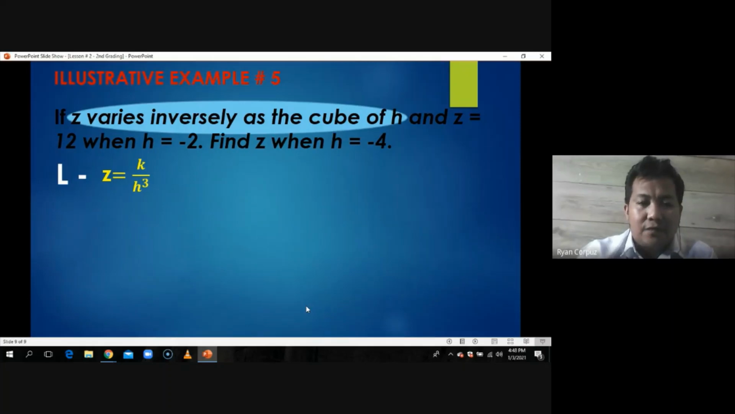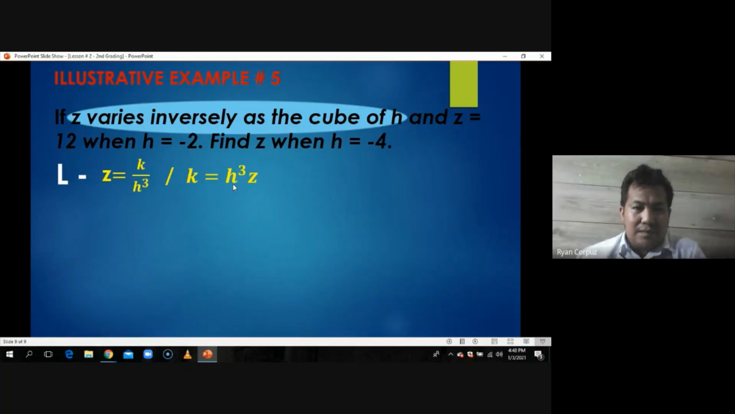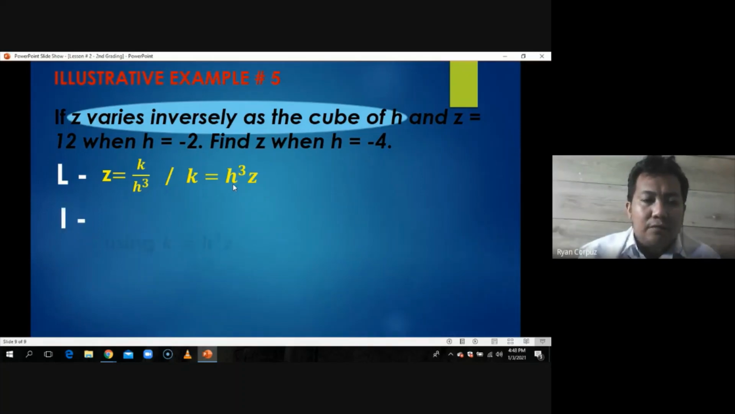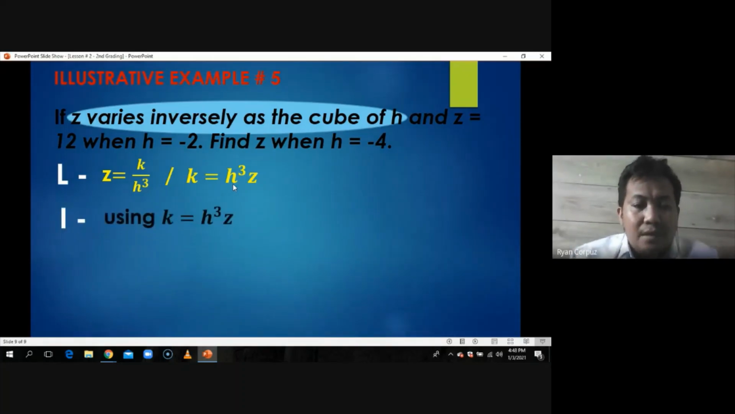Then in terms of K, that would be K is equal to H cube Z. So, ganun pa rin tayo ha. Diba? H comes first in the alphabet than Z. So that would be K is equal to H cube Z. So, second, using K is equal to H cube Z, find the value of K using the given values of Z and H. Z is 12 when H is negative 2.